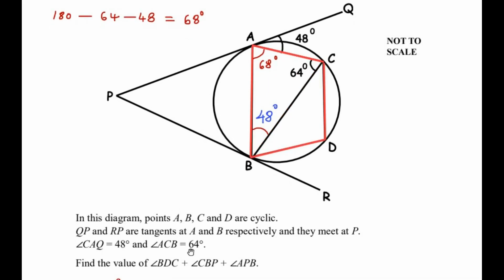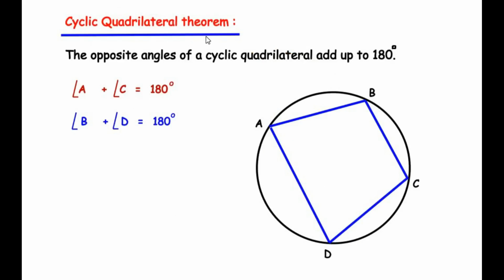And here, since we need to find out the angle BDC, that is this angle which is missing, we are going to make use of another circle theorem, which is the cyclic quadrilateral theorem. It states that the opposite angles of a cyclic quadrilateral add up to 180 degrees. Now, a cyclic quadrilateral is a quadrilateral whose all 4 vertices touch the circle.